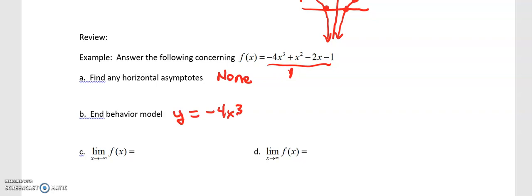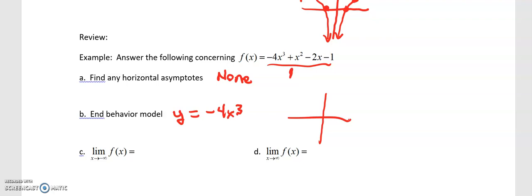Now how does that help us with C and D? I want to find the limit of f of x, our original function, not the y. I want to find the limit of f of x as x approaches negative infinity for C and as x approaches positive infinity for part D. It would definitely help to know what this graph looks like, but I don't need to know the graph of the original function. This is where the end behavior model becomes so important. For end behavior, as C and D are asking, as x approaches negative or positive infinity, all I have to do is sketch a graph of the end behavior model.